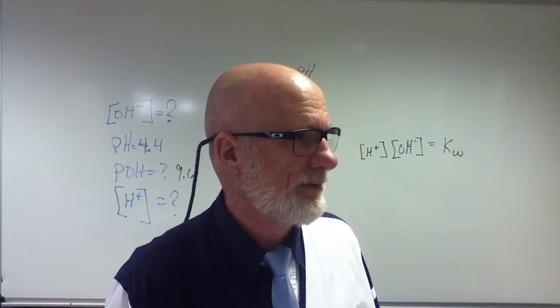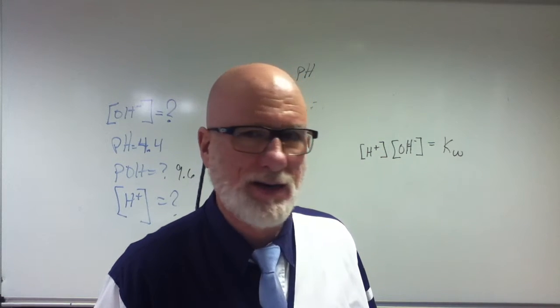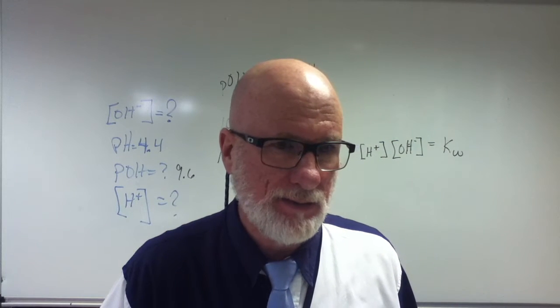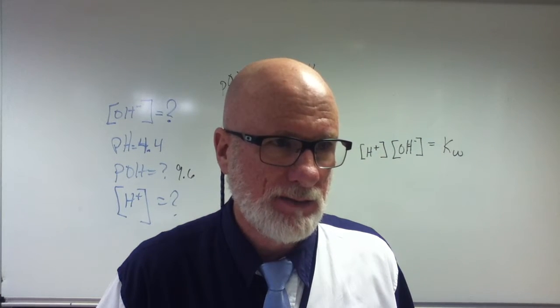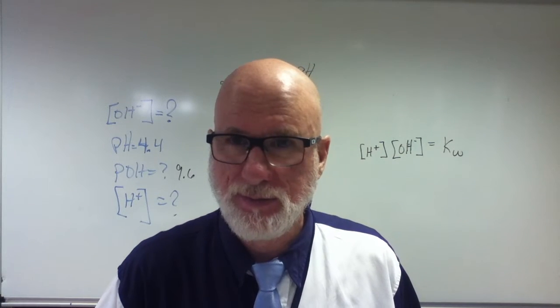Correct. Write that down. All right, so end of part 2. Are you okay with that? Yes? Okay. Kw is 1 times 10 to the negative 14th. That's all it is. Understood?